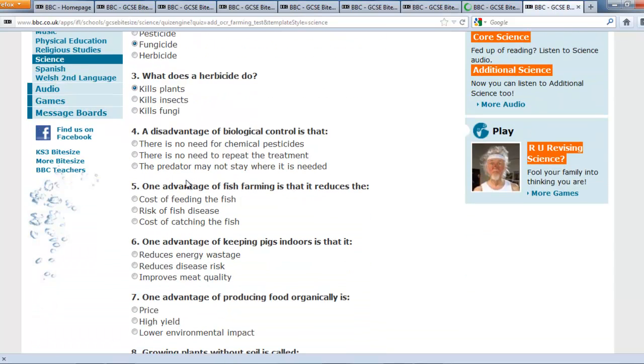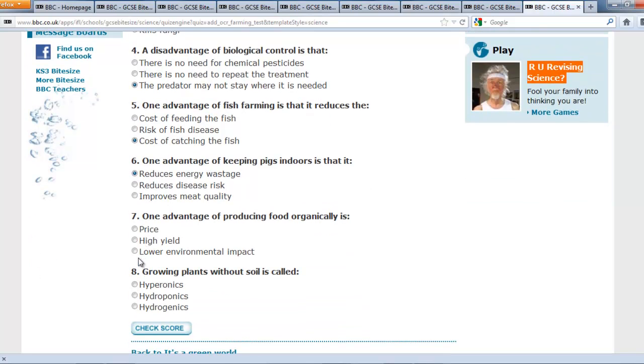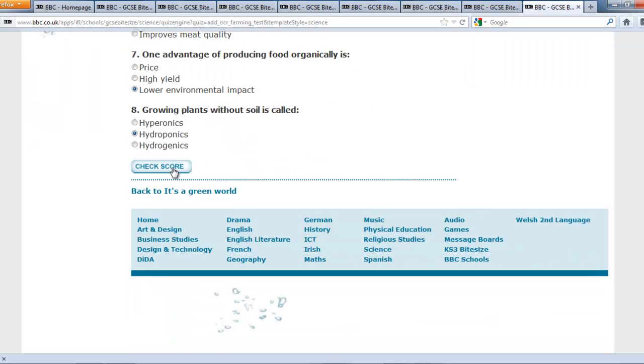The disadvantage of biological control is that the predator may not stay where it is needed. One advantage of fish farming is that it reduces the cost of catching fish. One advantage of keeping pigs indoors is that it reduces energy wastage. One advantage of producing food organically is lower environmental impact. Growing plants without soil is called hydroponics. Plants are growing in solution.